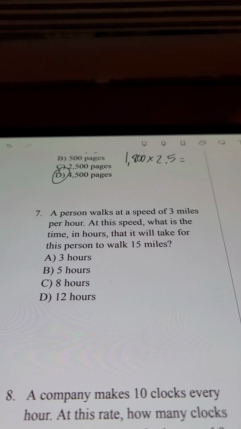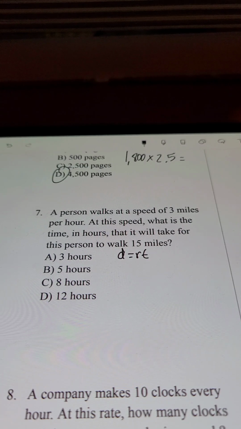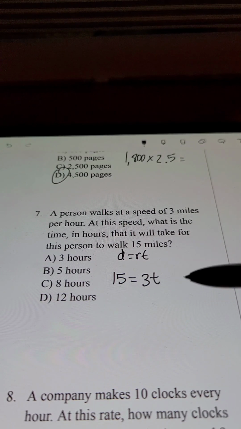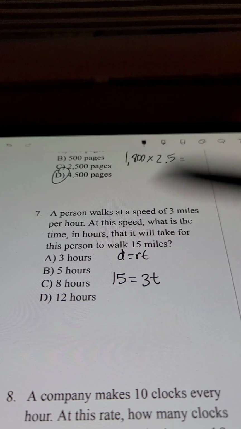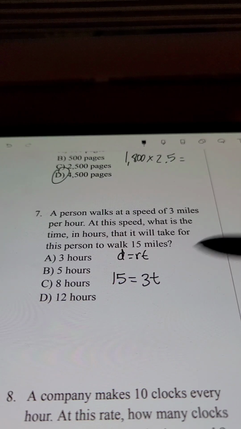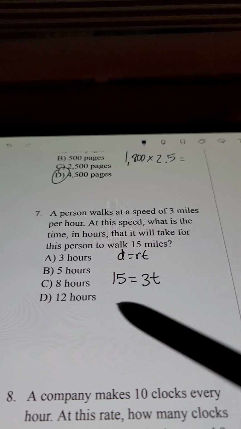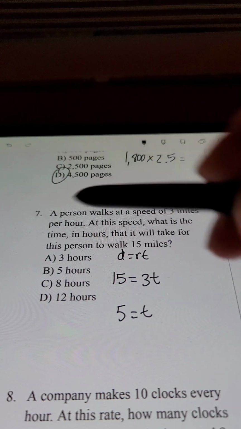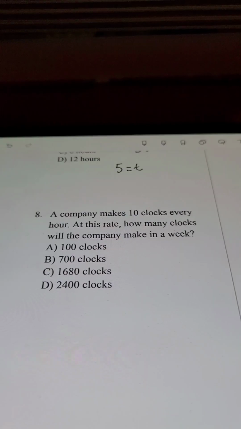Pause to read if you haven't already. So think of the formula distance equals rate times time and plug in your given information and then solve for t, like this. So the rate is the 3 miles per hour, the distance would be 15 miles, and now we just need to isolate and solve for t by dividing by 3 on each side. So when we divide by 3 on each side, we're going to get that t is equal to 5 hours. B.